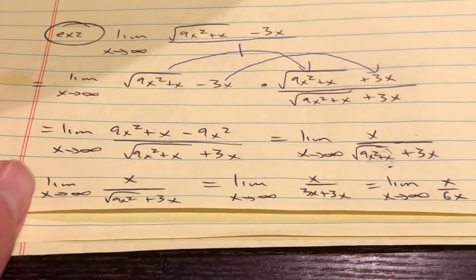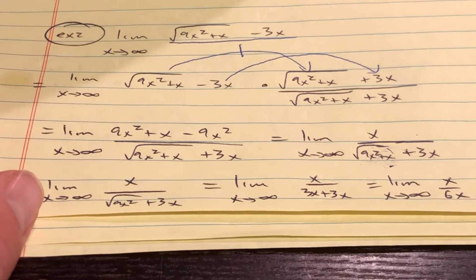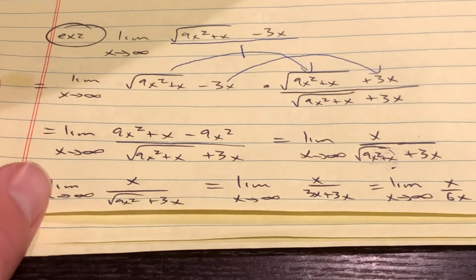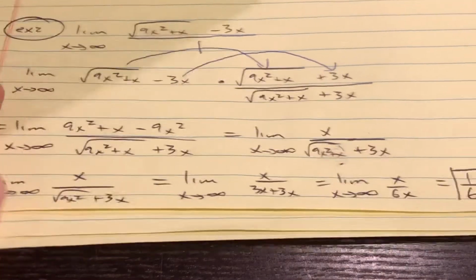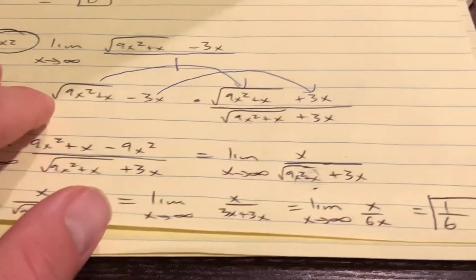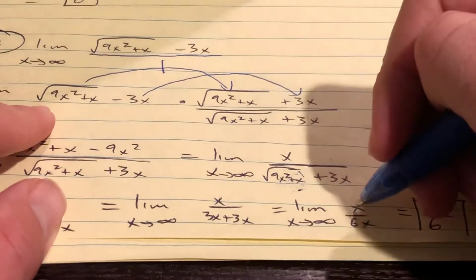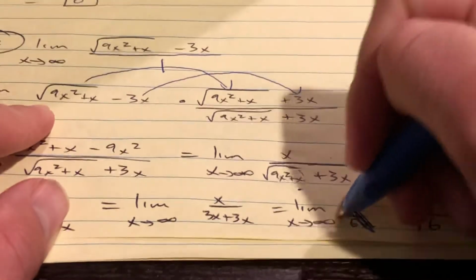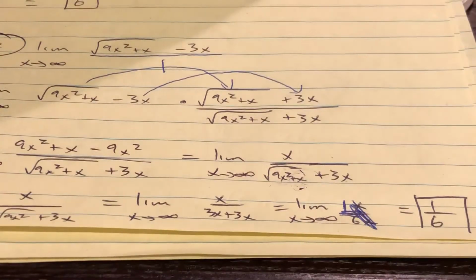So when I take the square root of 9x squared, I get 3x. 3x plus 3x is 6x. The limit as x goes to infinity, you have x over 6x. The x's cancel. The highest power is both in the numerator and denominator. So my answer is 1/6.